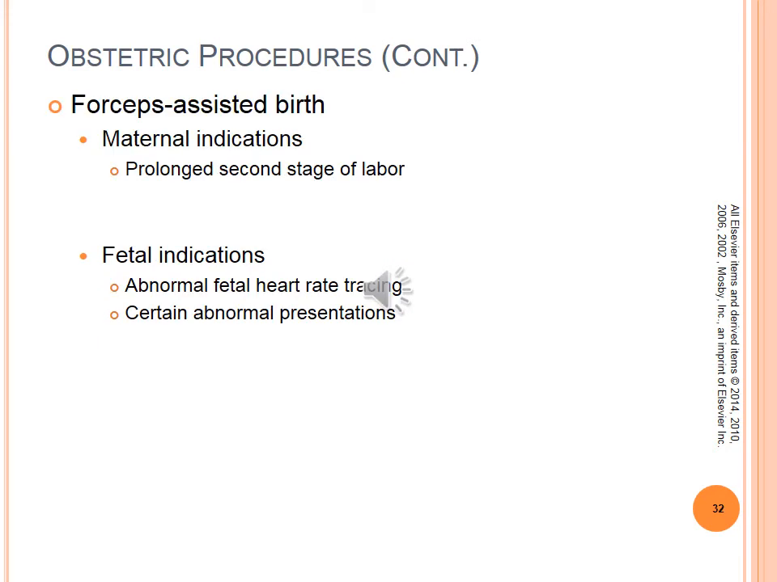Forceps-assisted birth. Maternal indications would be a prolonged second stage of labor. Fetal indications would be abnormal fetal heart rate tracing or certain abnormal presentations. An instrument with two curved blades is used to assist in the birth of the fetal head. The cephalic curve of the forceps commonly used is similar to the shape of the head.